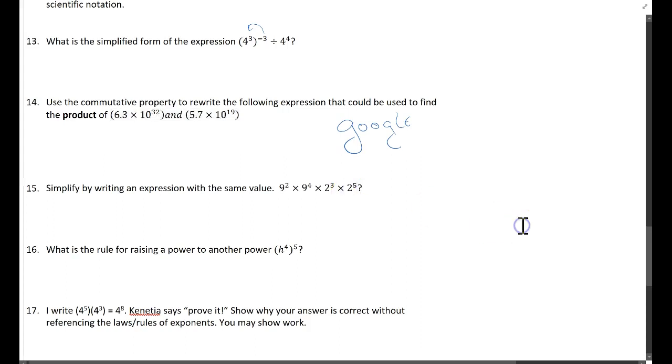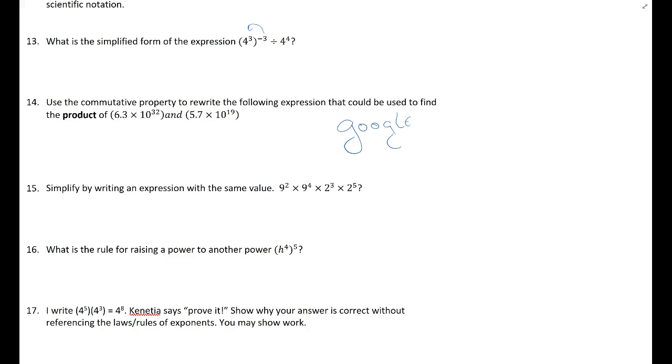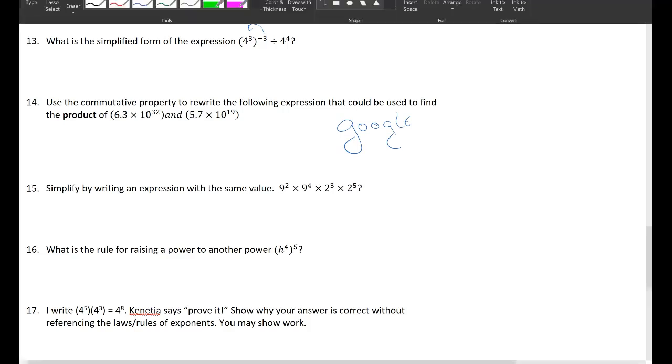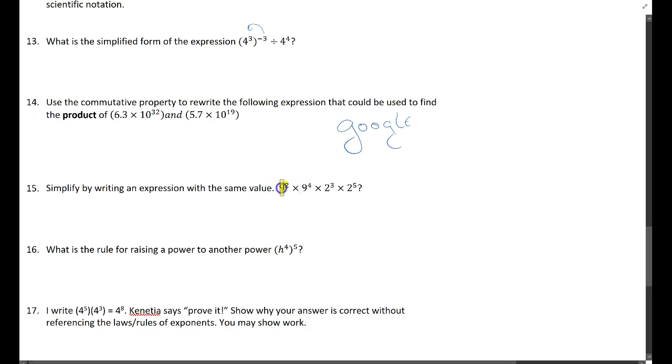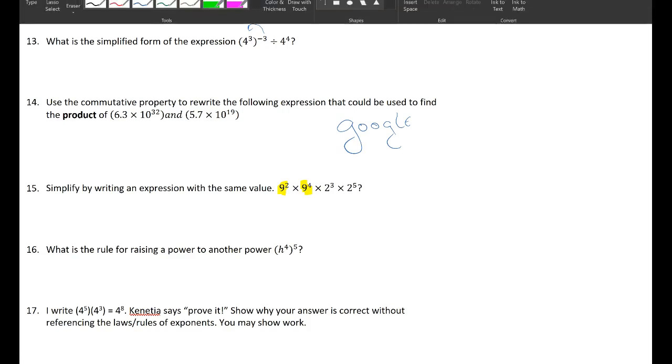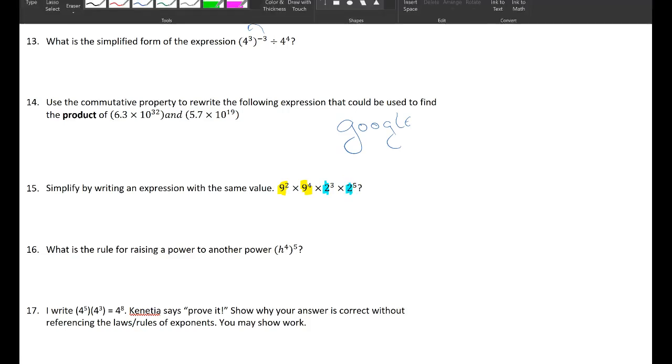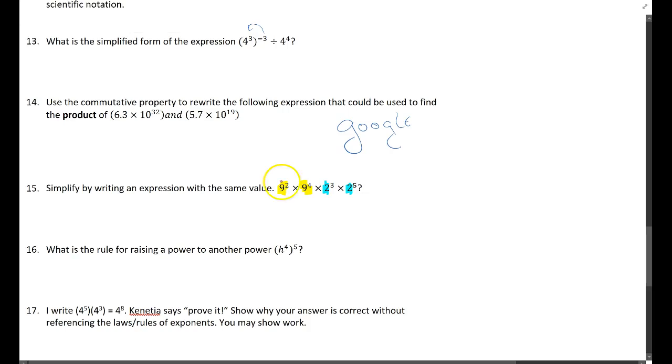Now, simplifying for number 15, because I think this is one that I've seen a lot of people make very silly mistakes on, so I want to address that. We need to check our bases. Here we have the 9s, we have the 2s. I'm not going to combine them. They're not like terms. So we'll go red for the 9s.